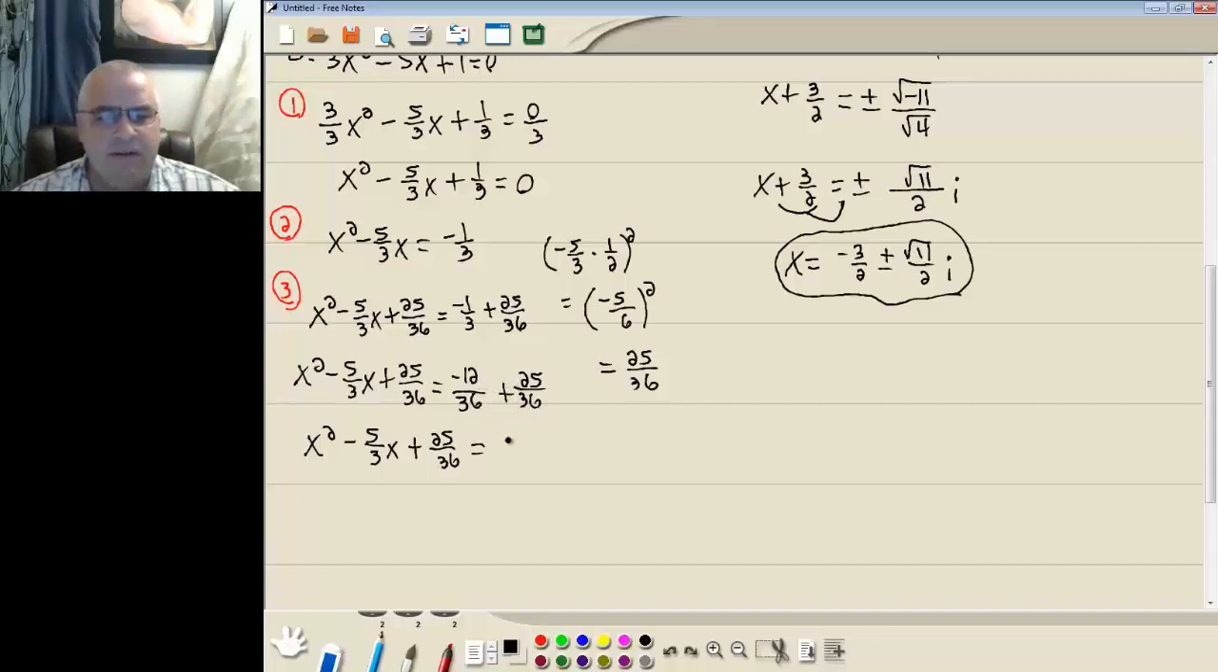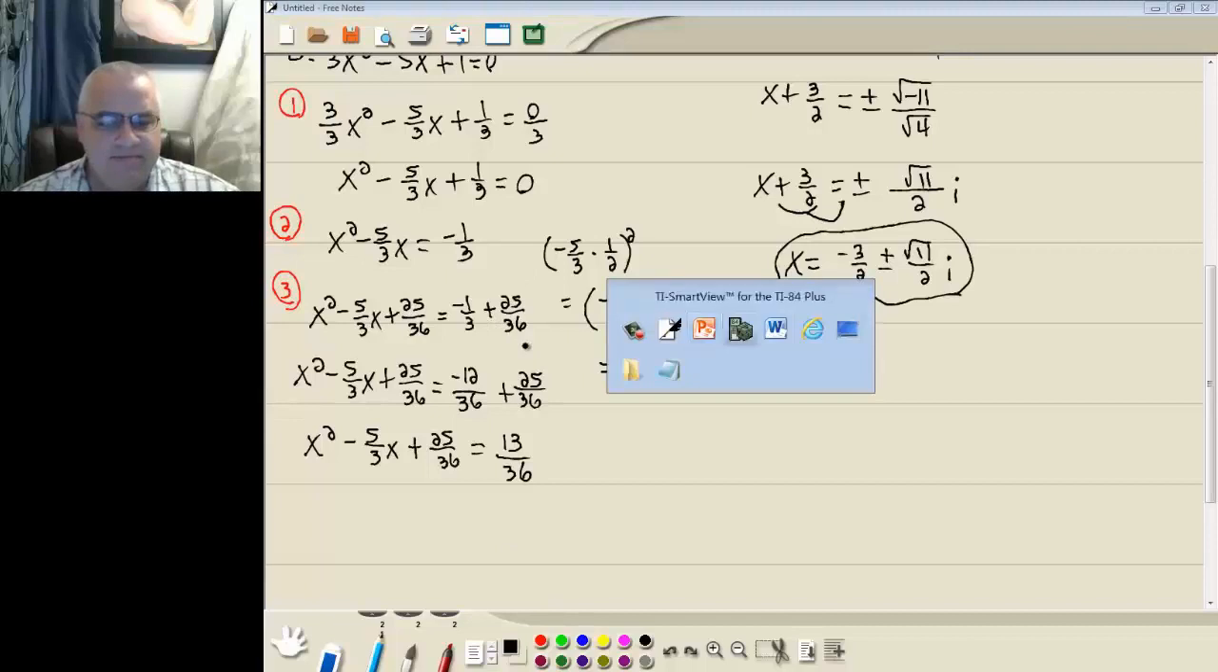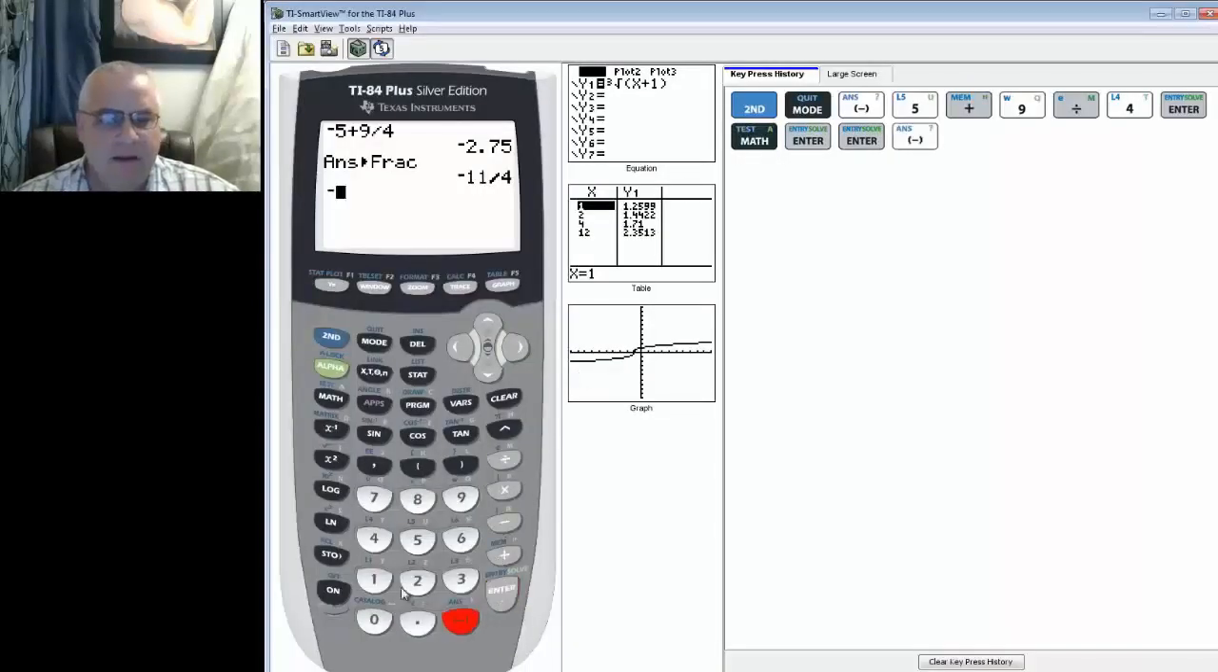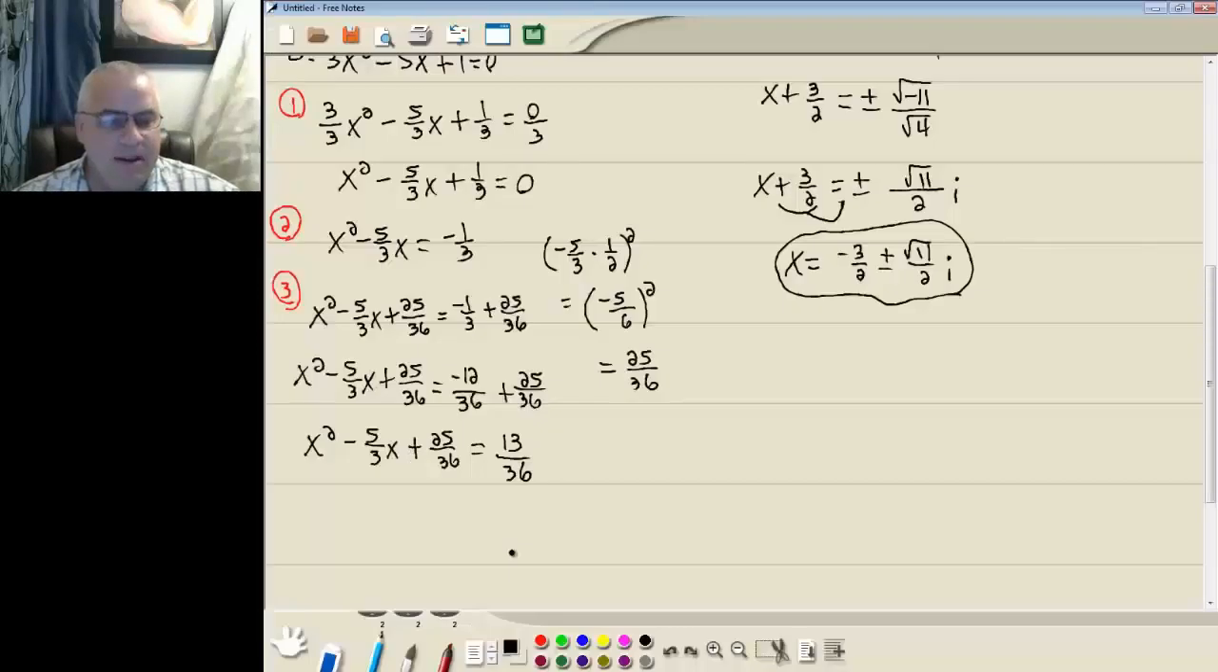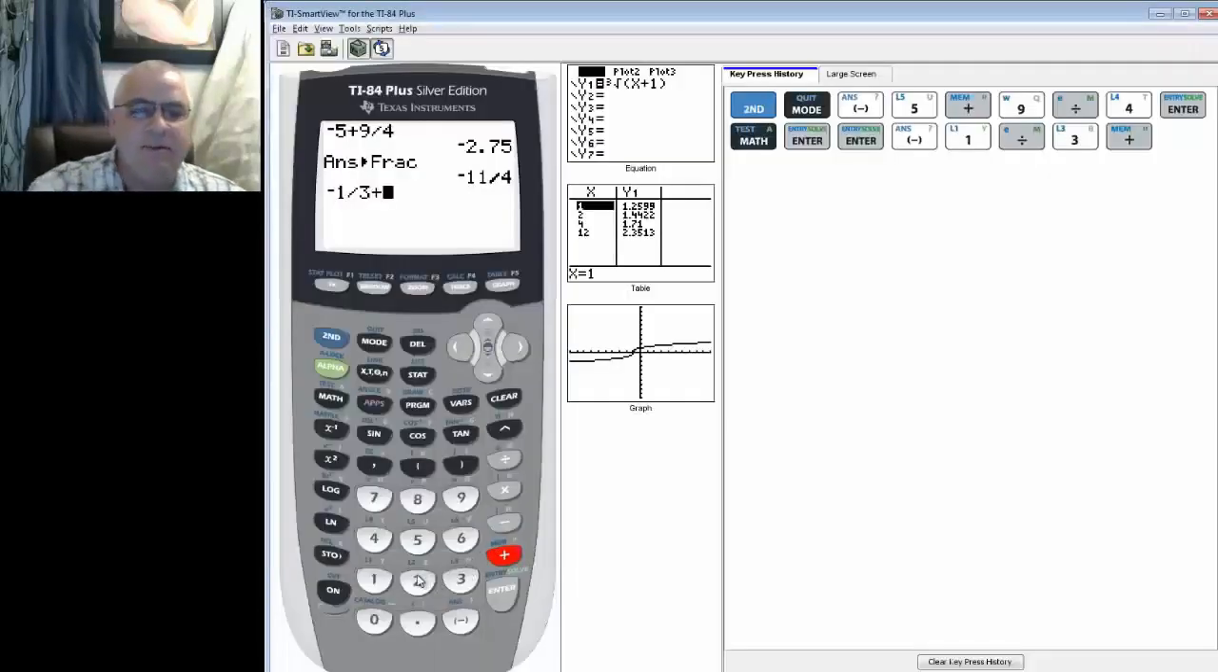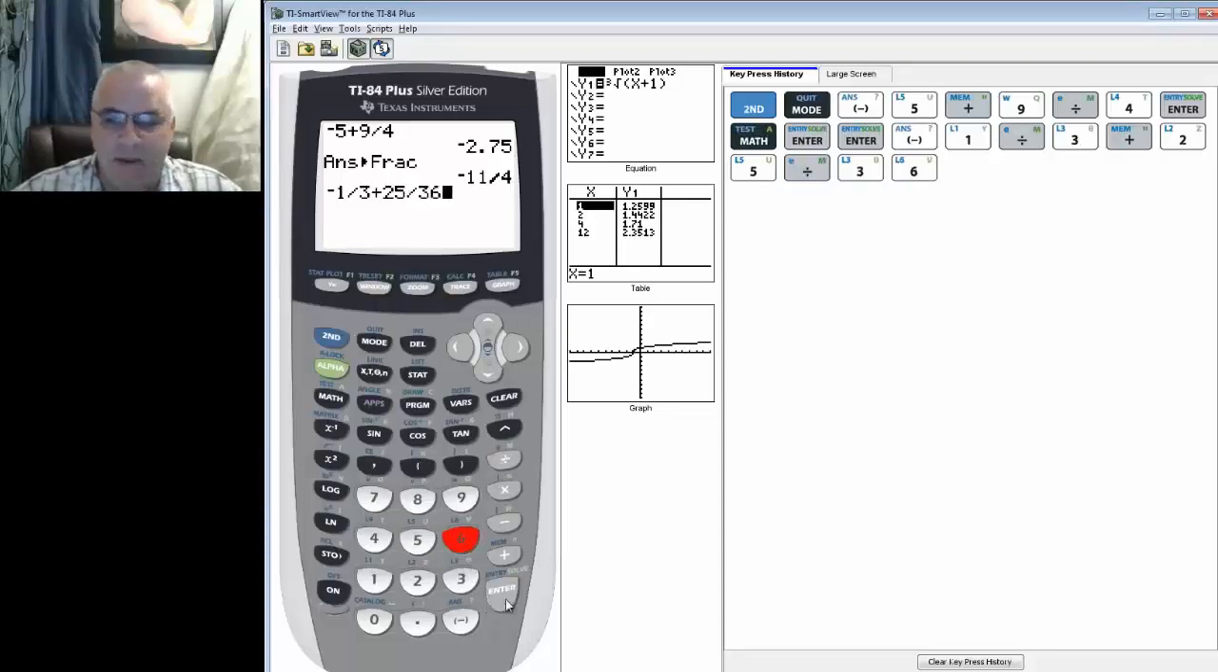Okay, let me show you the easy way now. Using the calculator, negative 1/3 plus 25/36. So do negative 1 divided by 3 plus 25 over 36. Then I press enter, and we get a decimal, so we do math, enter, enter. And you see we get 13 over 36, what we did by hand.